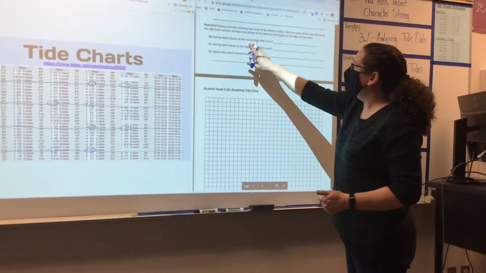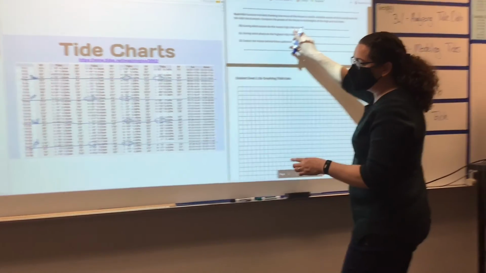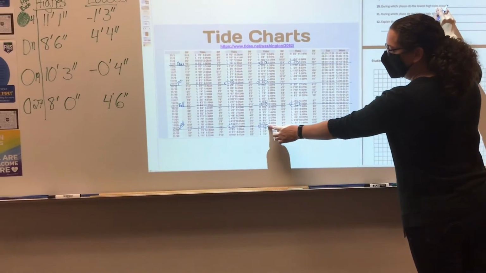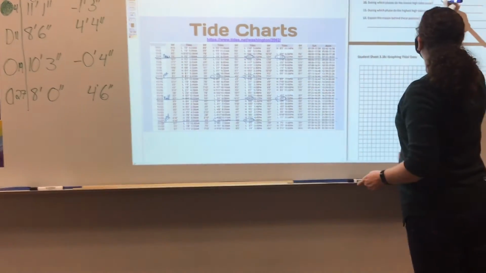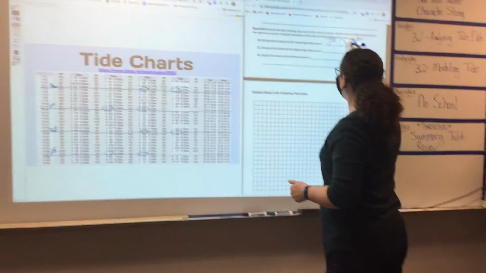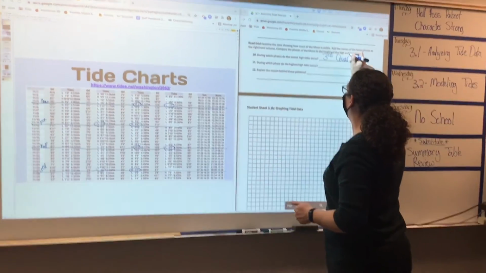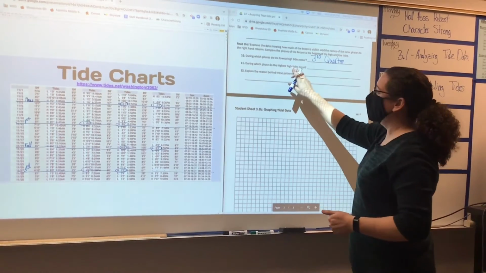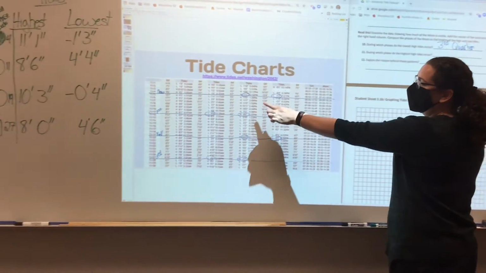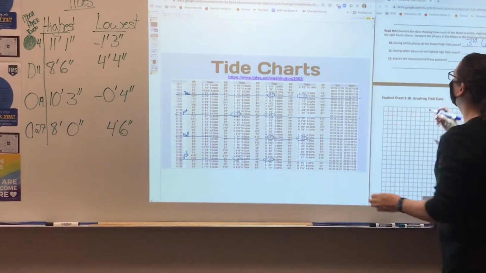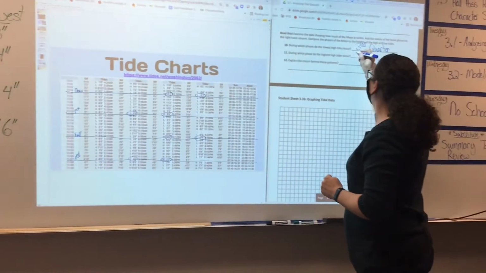So during which phase do the lowest high tides occur? Well, the lowest high tide, third quarter, right here. So we're gonna write third quarter, because that's our lowest high tide. And then during which phase do the highest high tides occur? Well, the highest high tide occurs at new moon.